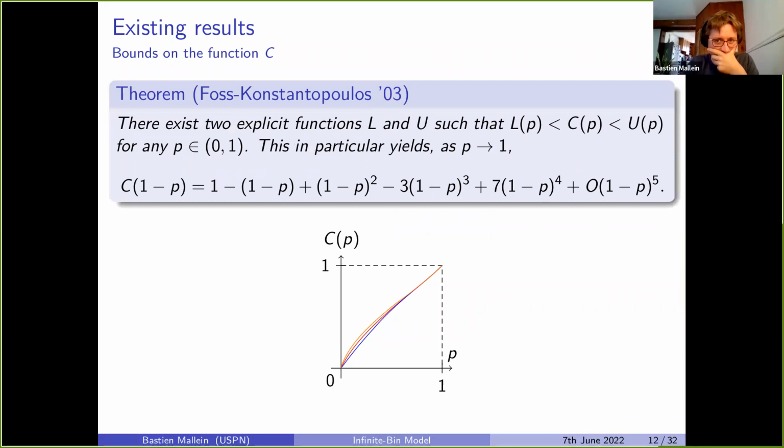Is this equation right, or is there some typo? Because as p goes to 1, it seems the left hand side is going to 0 and the right hand side is going to 1. Yeah, sorry, it's C of p. Sorry, yeah, it's C of p. Right, that's what I thought.